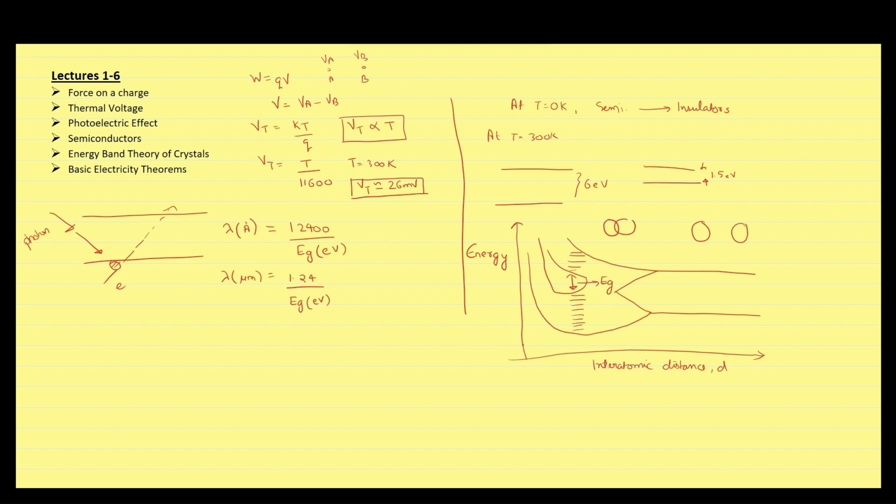After that, we studied basic electricity theorems in which we discussed why the Thevenin and Norton theorems are not applicable for the majority of semiconductor devices. However, mesh analysis and nodal analysis can be performed on networks which contain semiconductor devices. After that, we studied the difference between intrinsic and extrinsic semiconductors, which was quite simple. If you dope an intrinsic semiconductor, then it will become an extrinsic semiconductor.